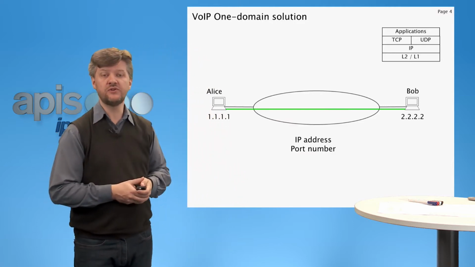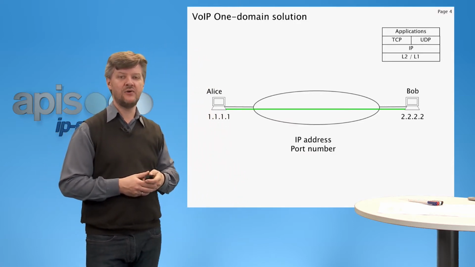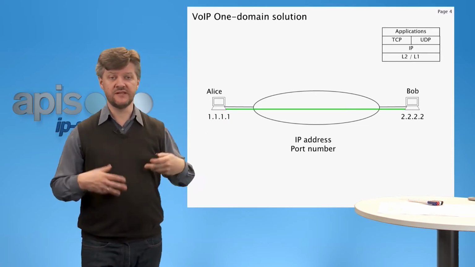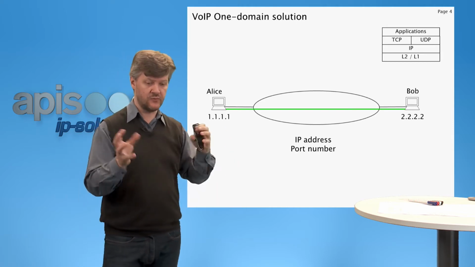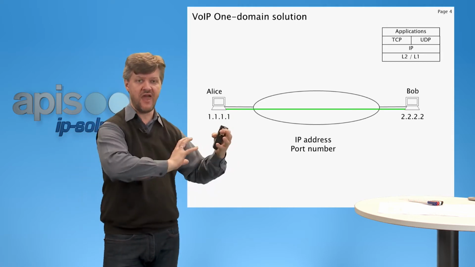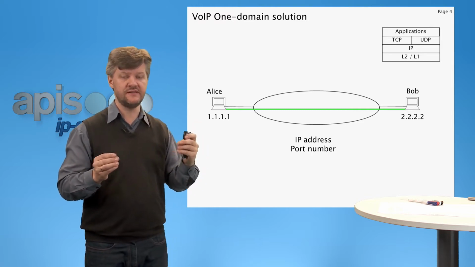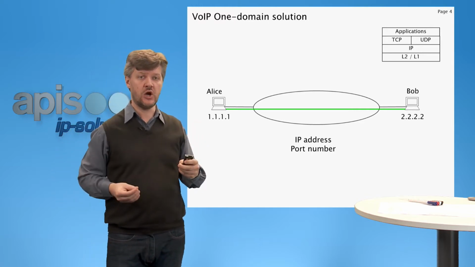Finally, they also need to agree on how to encode the information in here. What they're doing is talking to each other, analog sound, waves in air. That needs to be translated into ones and zeros in these IP packets. This is done with a codec.